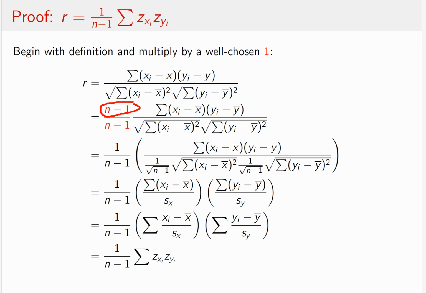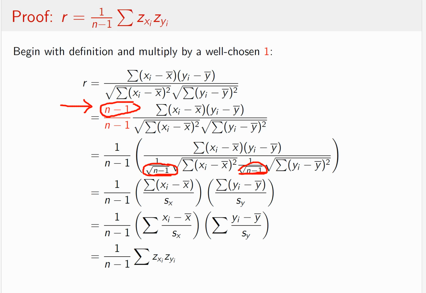Why? Because I need the square root of n minus 1 here and the square root of n minus 1 here. So the square root of n minus 1 times the square root of n minus 1 is just n minus 1, and that's the n minus 1 up here. That has been transferred not just to the denominator, but the denominator of the denominator. And because it's split up, we can put one with the x's and one with the y's.